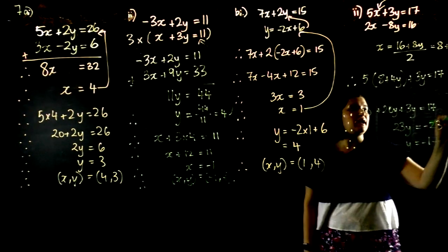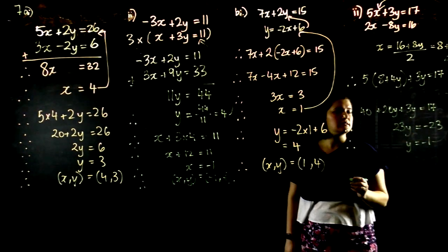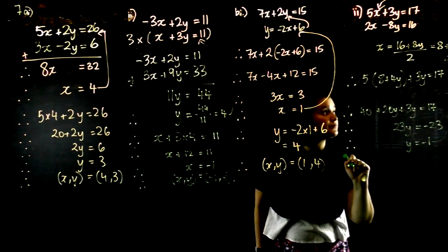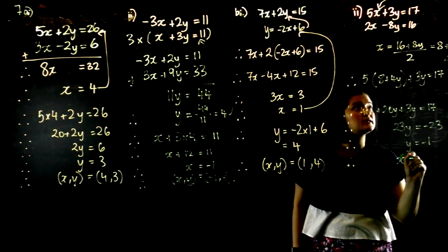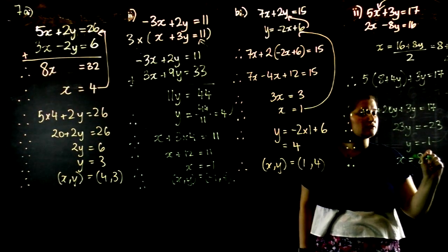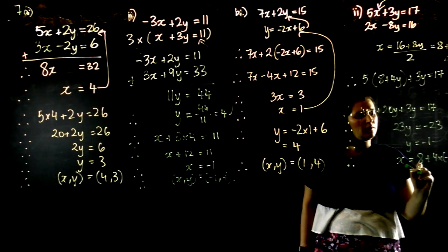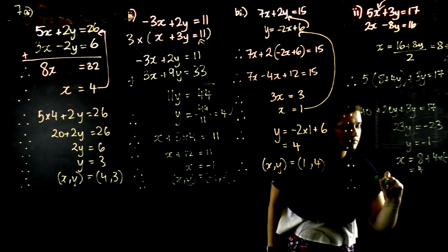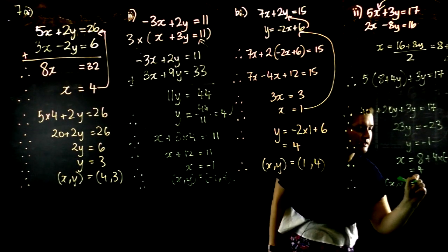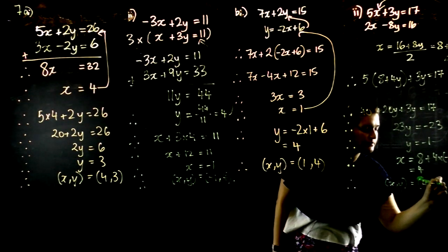So I sub that back in to get x. Therefore, x is 8 plus 4 times negative 1, which is 4. xy is 4 negative 1.